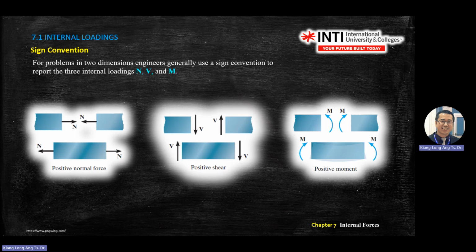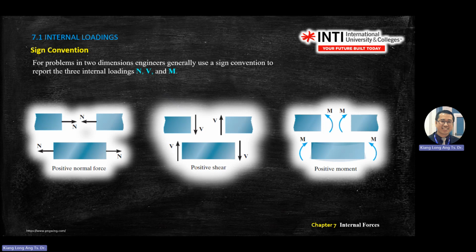And then moment. Also the same. These are the traditional positive directions. Before you start, look at the object. When the object has tensile loading, you have positive normal force, meaning pulling out is positive. This is positive shear: the left hand side goes up and the right hand side goes down.